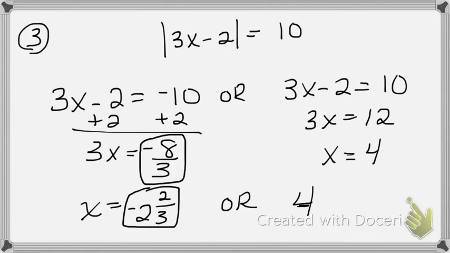So one or the other is going to work. That's what we're doing right now. It's a pretty easy setup. You split it into 2, and you drop the inequality signs.